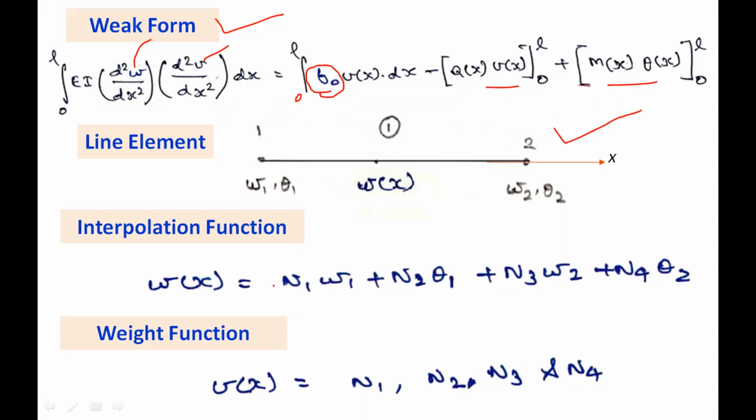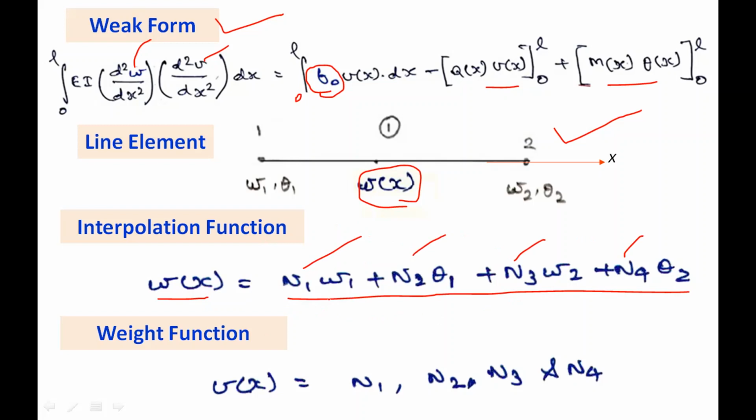For this line element, what is the interpolation function we are going to use? The w of x, right? W of x inside the element will be equal to n1 w1 plus n2 theta 1 plus n3 w2 plus n4 theta 2. So these four shape functions we derived now. Using these shape functions we can interpolate the transverse deflection value at any point inside the element, right? This is the interpolation function, and we are going to use the weight function as n1, n2, n3, n4.